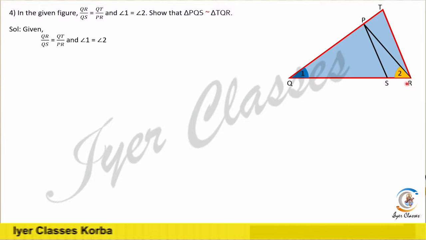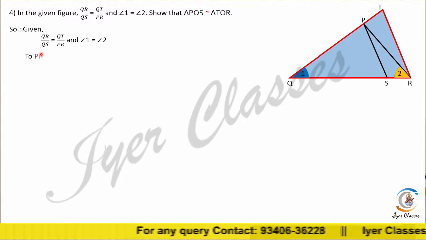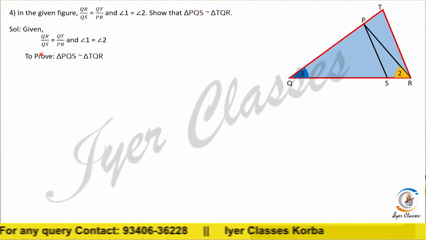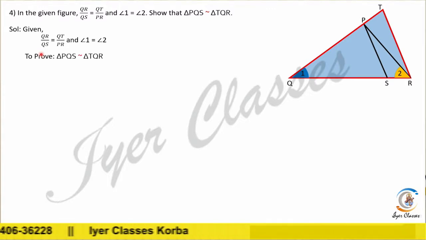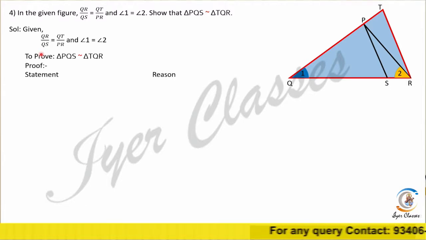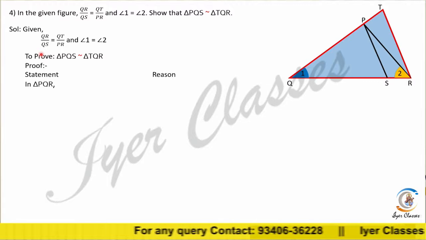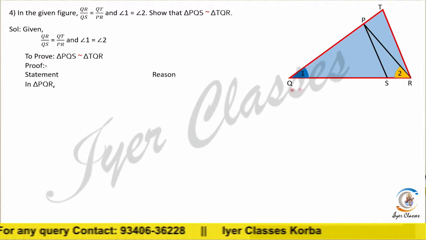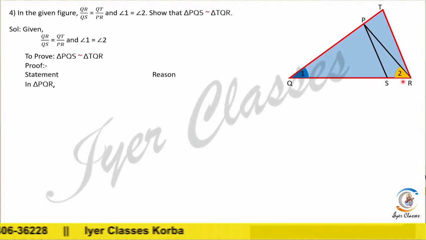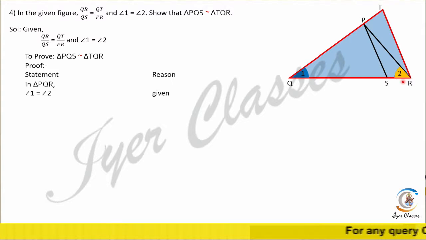Let us write what is given to you. It is given that QR by QS is equal to QT by PR and angle 1 is equal to angle 2. To prove: triangle PQS is similar to triangle TQR. Let's do it. Write the statement as well as the reason. First consider triangle PQR. Since angle 1 is equal to angle 2, which is given, it makes the triangle an isosceles triangle.